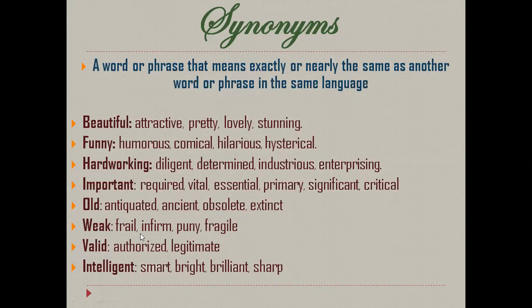And next, weak. Weak means frail, infirm, puny, fragile. And next, valid. Valid is giving the exact meaning: authorized, legitimate. Next, intelligent too. Intelligent also gives the same thing: smart, bright, brilliant, and short.